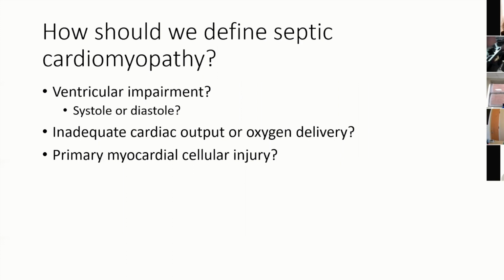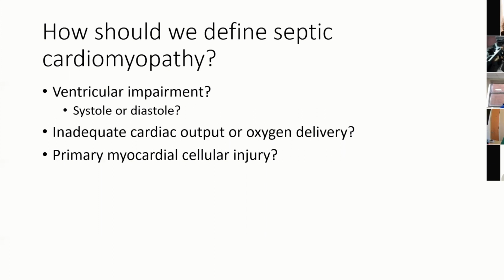Well, one possibility is to look at ventricular impairment. And we could say, well, there's systole and diastole. We could look at that. And that's classically what was done in the 1980s. That was how we first described septic cardiomyopathy. Another way of looking at it is to say, well, what about the function of the heart? Is this delivering appropriate oxygen, or is it delivering appropriate cardiac output? And a third option would be to look at, well, what's going on with the cells? Are the cells actually getting damaged?